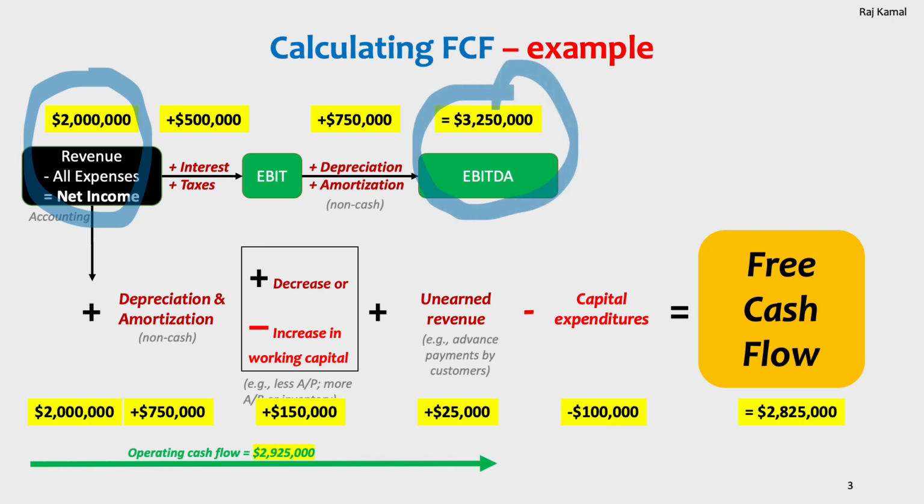So in this case, we can see that depending on the context, if we look at just the accounting entry of net income, it's $2 million. The EBITDA is $3.25 million. And the true free cash flow that is available for this company for either distribution to its owners or to reinvest in the company itself is $2.825 million.